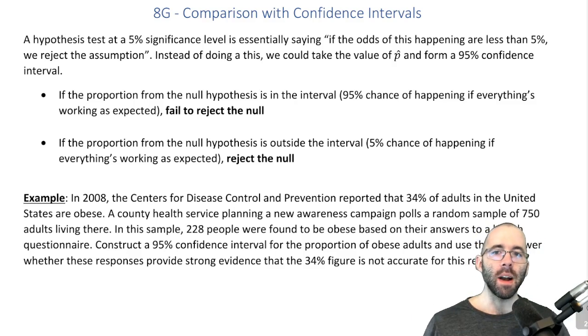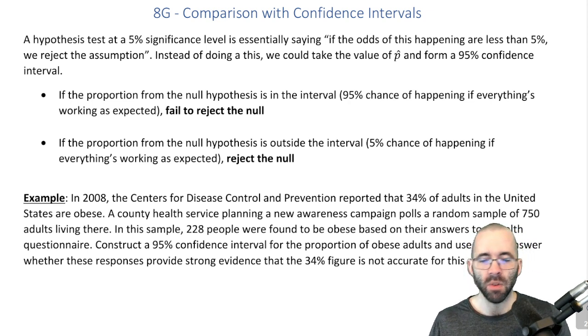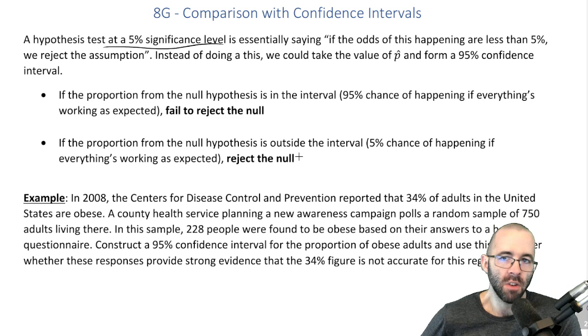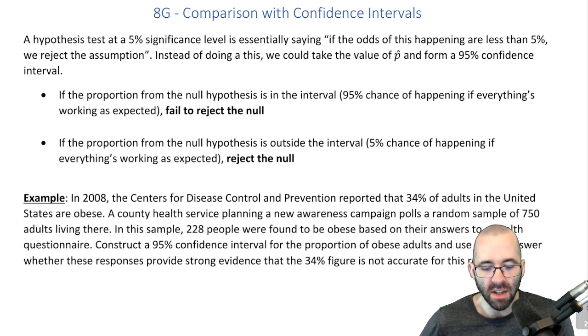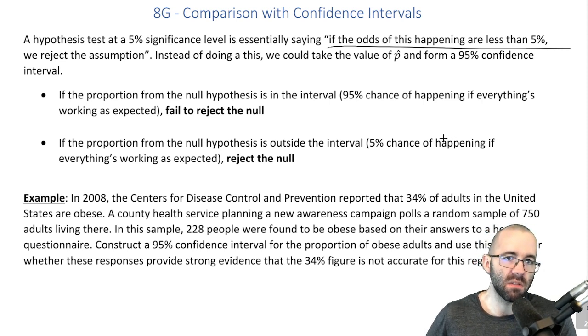Let's tie together a couple of concepts from a couple of different places. In hypothesis testing, what we're essentially doing is assuming something. And then if we have a 5% alpha as our usual significance level, it's basically us saying, if the odds of this happening are less than 5%, then we're suspicious.